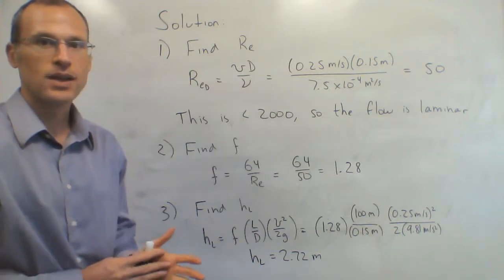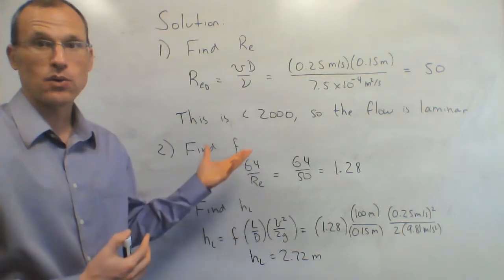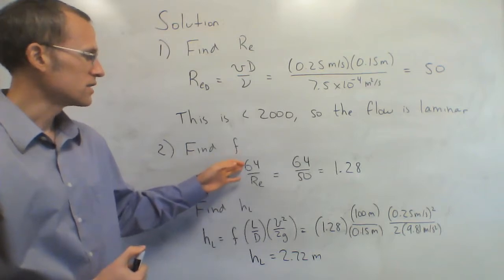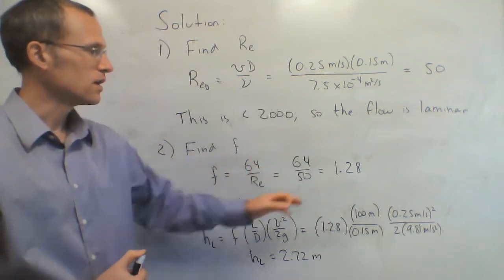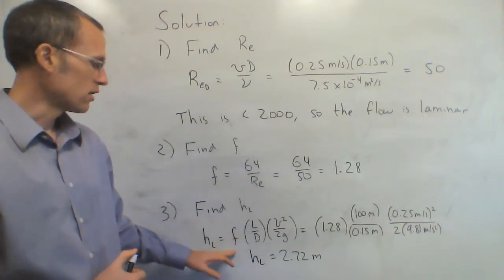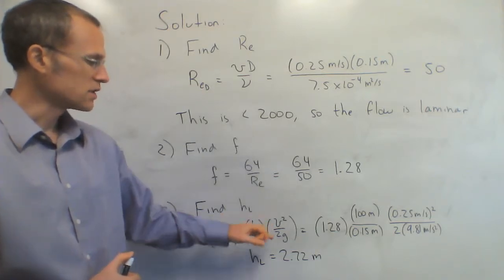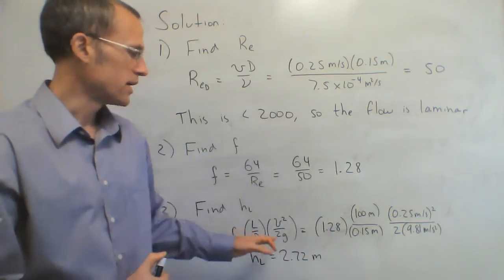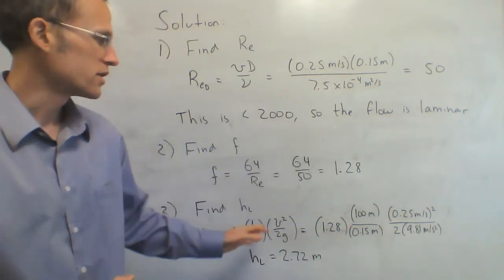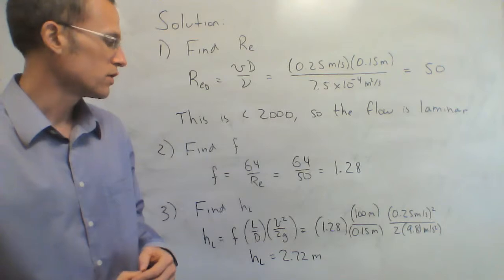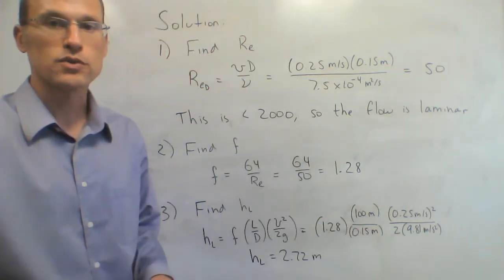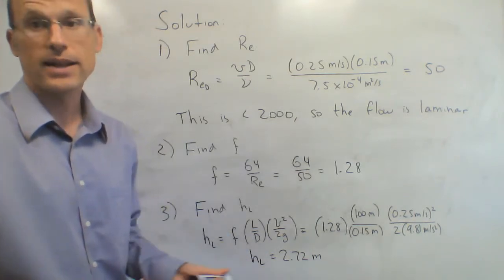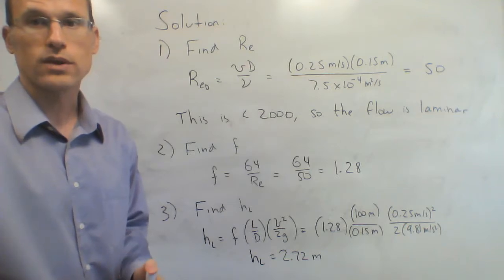So laminar case, again, because now I know it's laminar, I could use that equation we saw before, but I prefer the simple method: find F, so 64 over Reynolds number, 64 divided by 50 is 1.28. And then plug it into the general head loss equation, F, L over D, V squared over 2g. So 1.28 times my length of 100 meters, divided by diameter of 0.15 meters, times velocity squared, 0.25 meters per second, squared, and 2g, 2 times 9.81 meters per second squared, gives a total head loss for this scenario of 2.72 meters. And that is the same answer you would get if you use the other equation.